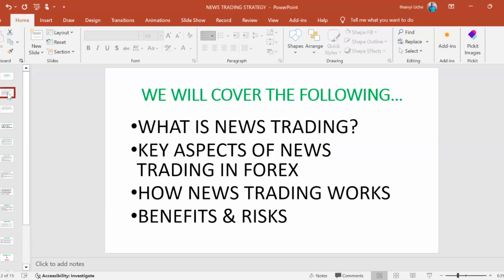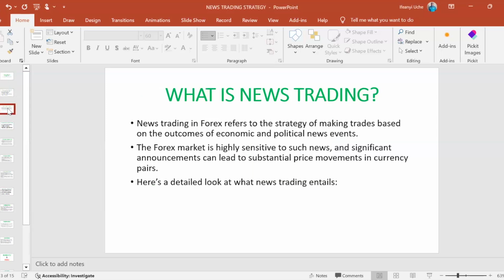So we'll be covering the following: what is news trading, key aspects of news trading in Forex, how news trading works, and then benefits and risks. Now, news trading is a strategy of making trades based on the outcomes of economic and political events, news events. You hear news coming out from different countries, from different political leaders, from different bank chiefs, and so on. Even when it's happening in Nigeria, it can also affect the naira.